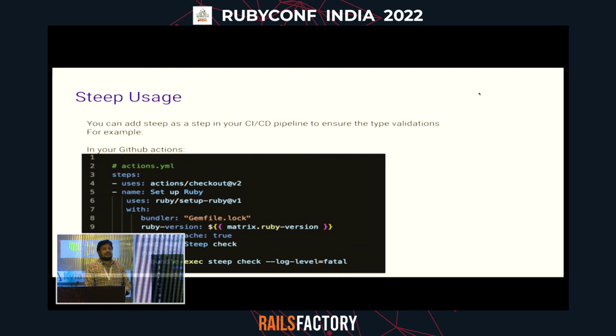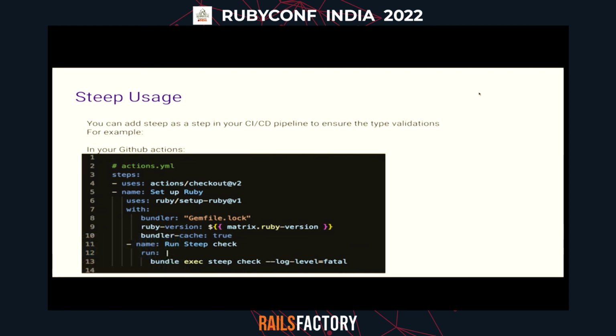Another thing is that we can use Steep in our CI/CD pipeline. Here I just put an example of how to use it in GitHub Actions, and the same way we can do it in Jenkins and all.